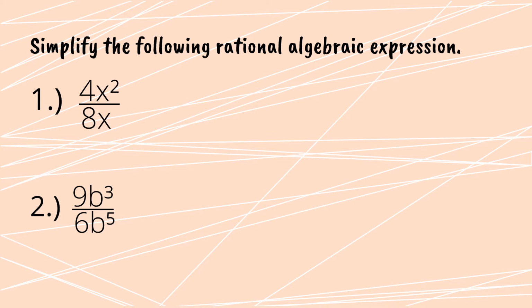So, for number 1, we have 4x squared over 8x, no? So, ang una mong gagawin, tignan mo muna yung numerical coefficient niya, no? Yung number na kasama. So, in this case, we have 4 over 8. So, that's the numerical coefficient.